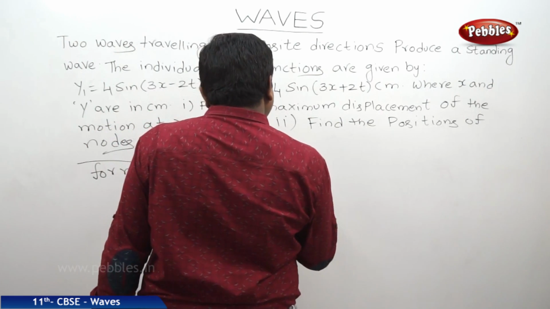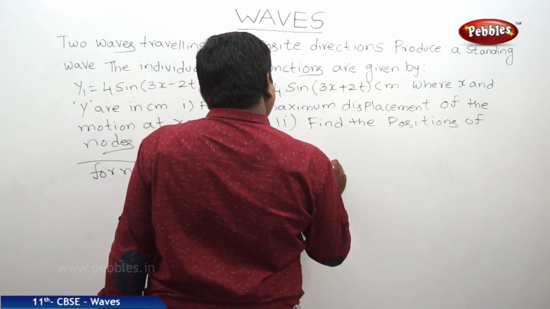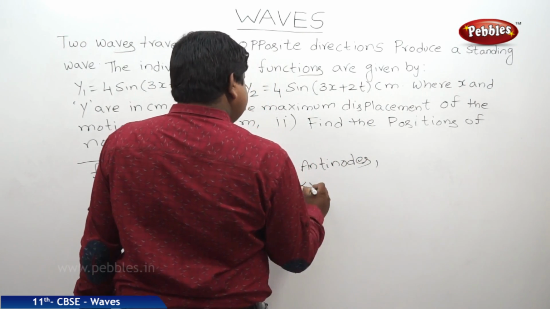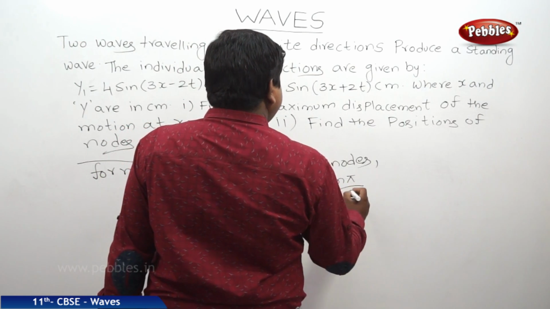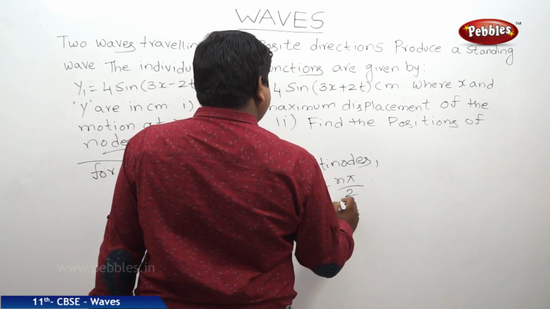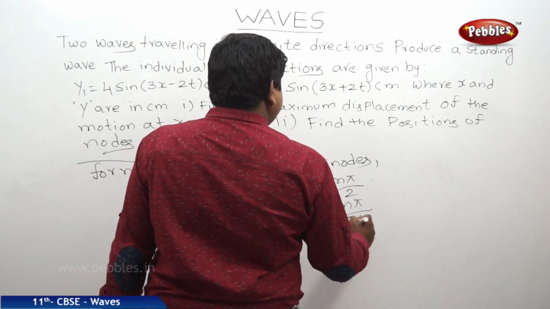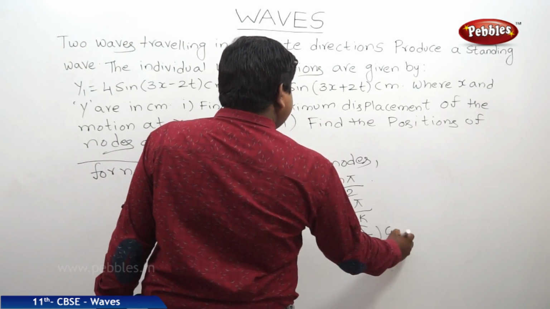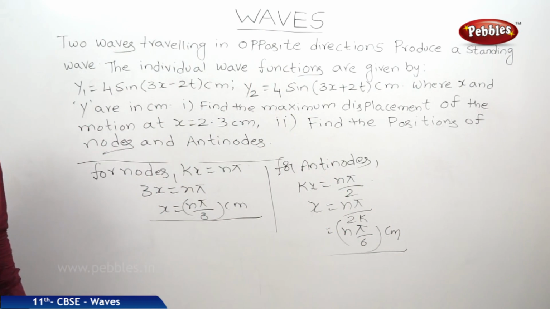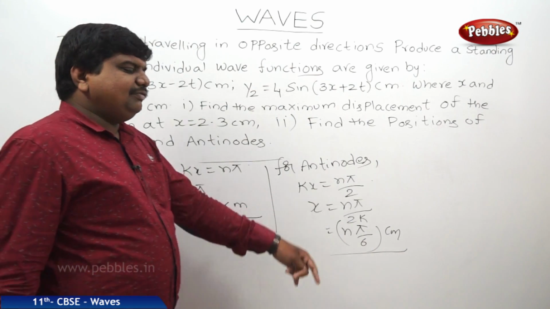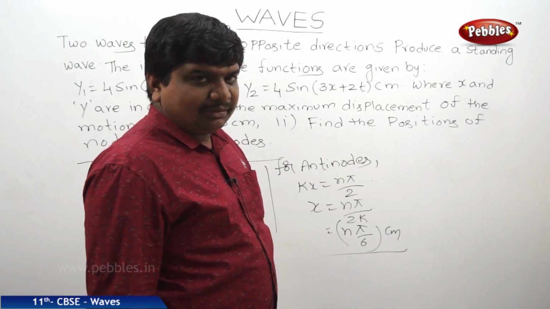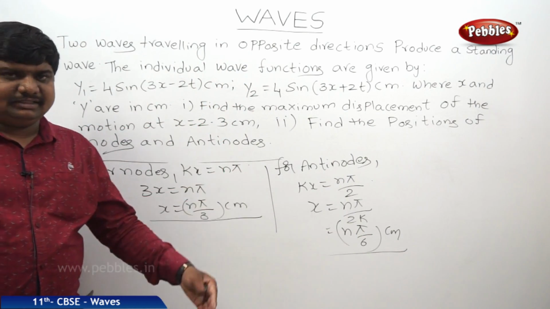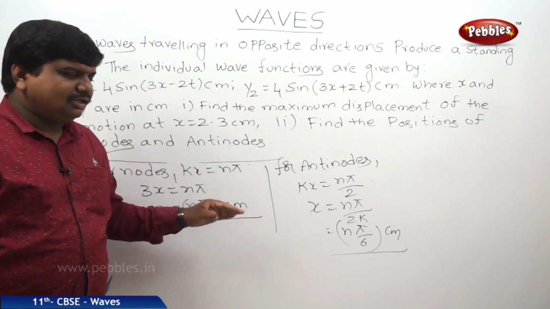So, for antinodes, kx = n pi/2. Therefore, x = n pi/2k. Therefore, it is n pi/6, because k = 3, that is why we should write n pi/6. Therefore, antinodes will form at a distance of n pi/6 centimeters. Pi/6, 2 pi/6, 3 pi/6 like that. So, this is the solution of the given numerical.